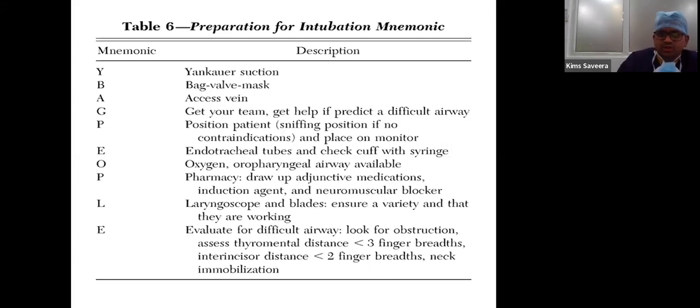Generally in the ICU, we don't want to just intubate and extubate at the same time. So we should be prepared for the next 24 hours. We should load all neuromuscular agents, and long acting ones should also be ready. We should check the laryngoscope blades beforehand, whether they are working or not. And then we should evaluate, as we said with the LEMON mnemonic, looking for any obstruction, thyromental distance, interincisor distance, and neck mobility.